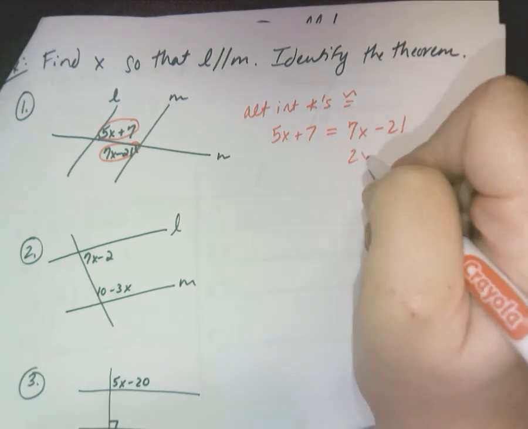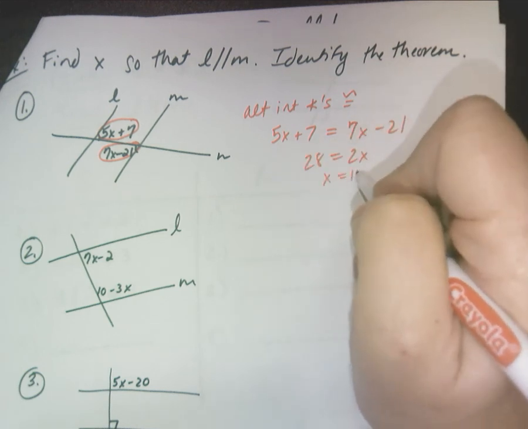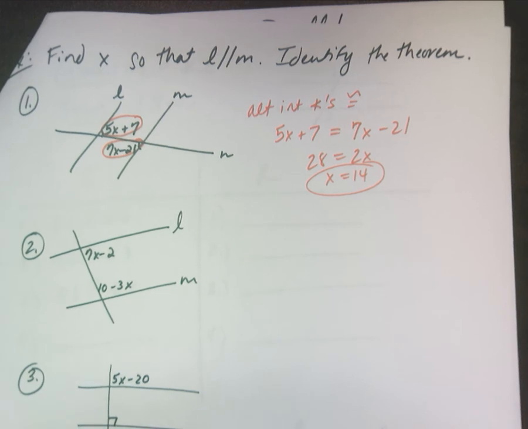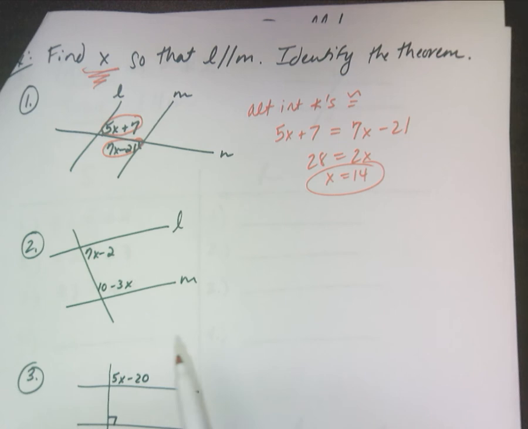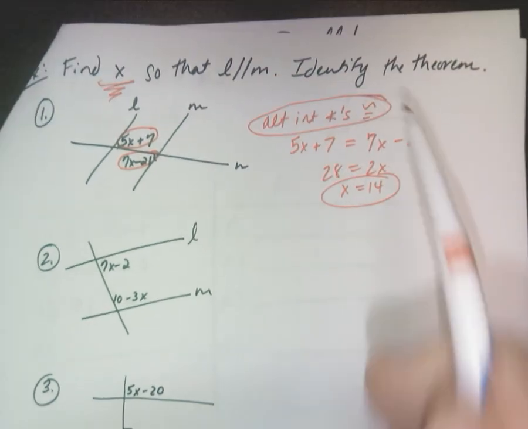Minus 5x would be 2x. Add 21 over would be 28. x is 14. Easy. You don't have to find the angle. You just had to find x. If it said find the angle, we'd have to plug x back in. All right, and alternate interior angles are congruent.